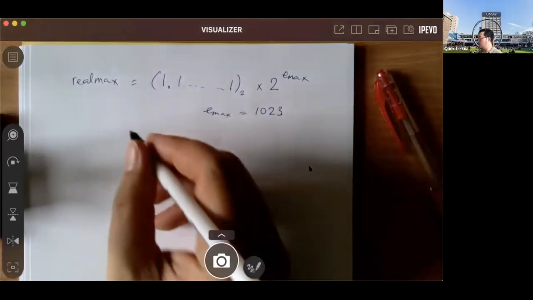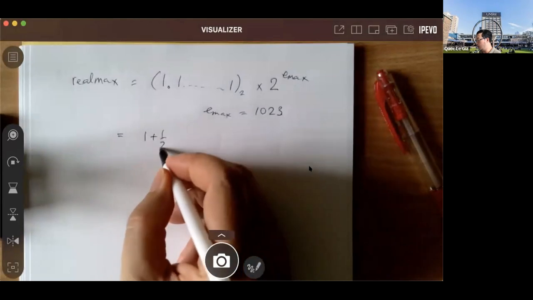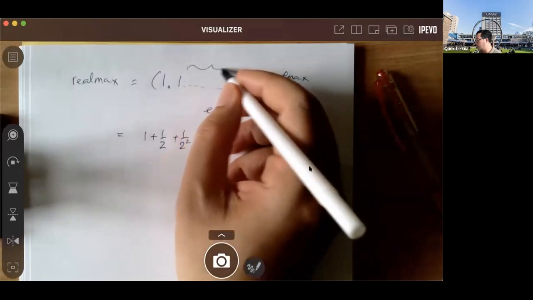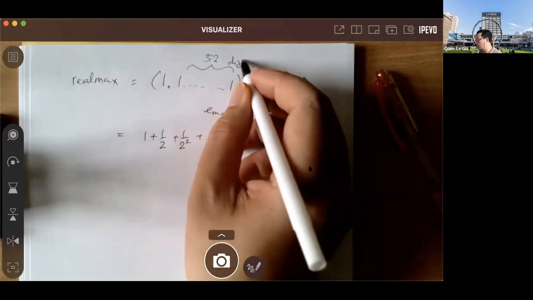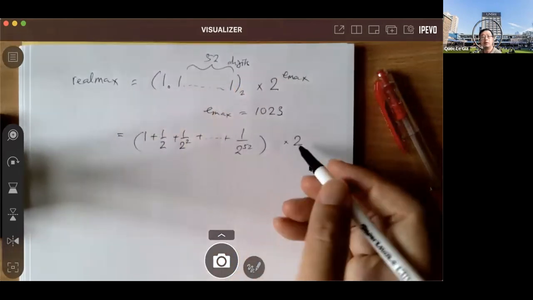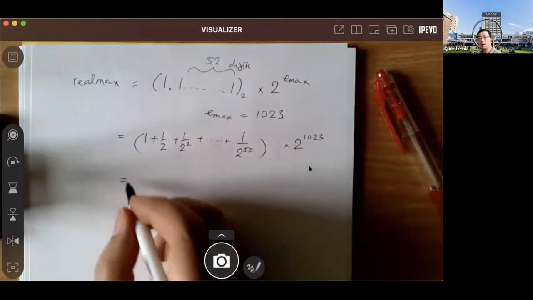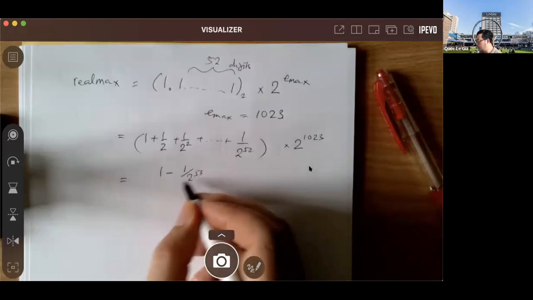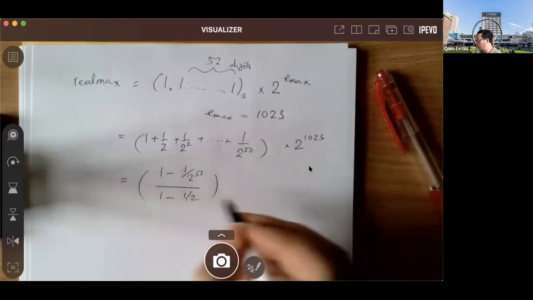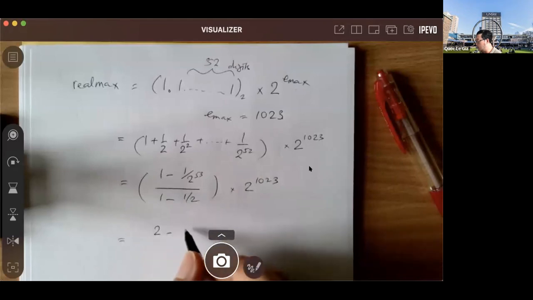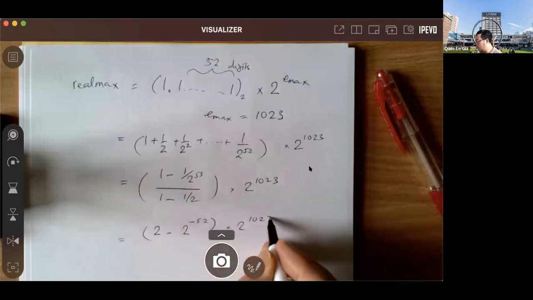Okay, so for real max you use the geometric series. So 1 plus 1 half plus 1 over 2 squared plus and so on. Remember you have 52 digits in double precision. So you have to add up to 2 to the minus 52 and you multiply by 2 to the 1023. By the geometric series formula, you get 1 minus 1 over 2 to the 53 over 1 minus 1 half, times 2 to the 1023. And so this one is 2 minus 2 to the minus 52, and then you multiply by 2 to the 1023.